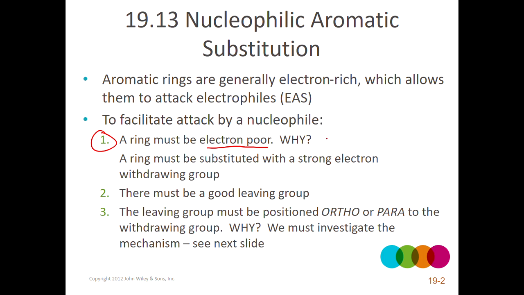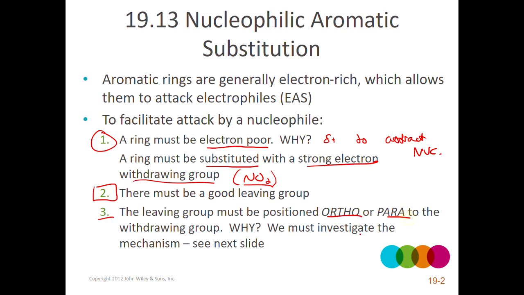That creates a partial positive to attract the nucleophile. The ring must be substituted with a strong electron withdrawing group like a nitro group. That's the most common one. It's common because nitro groups are easy to install on the ring through a nitration reaction. There must be a good leaving group for the nucleophile to replace. And thirdly, the leaving group must be positioned ortho or para to the electron withdrawing group.